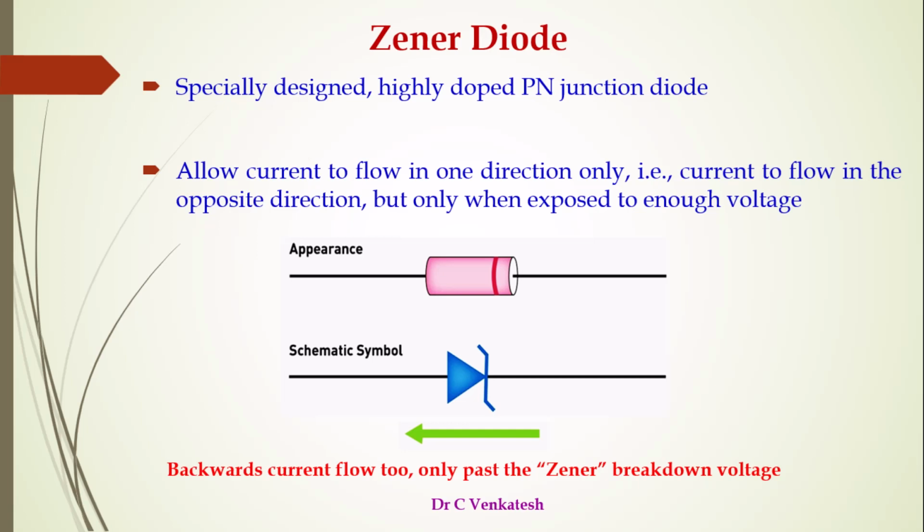The figure shows the first one is the appearance of the Zener diode. The second one is schematic. The green color arrow shows the direction of the current flow.